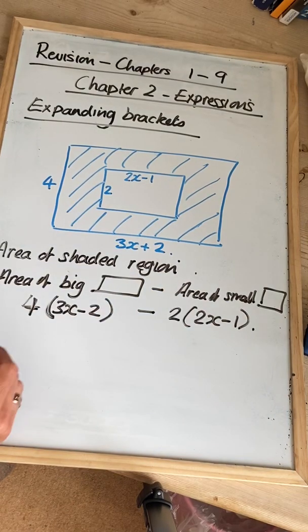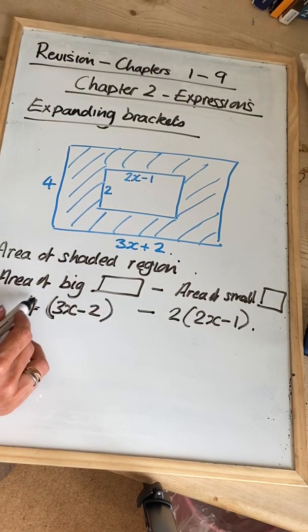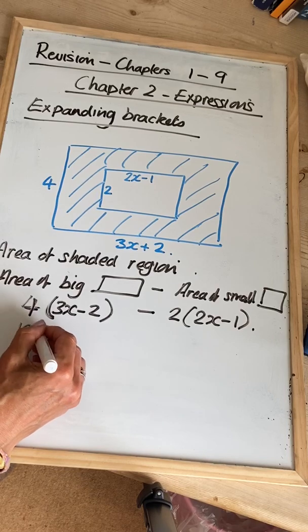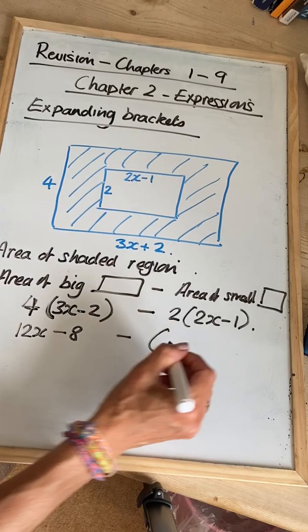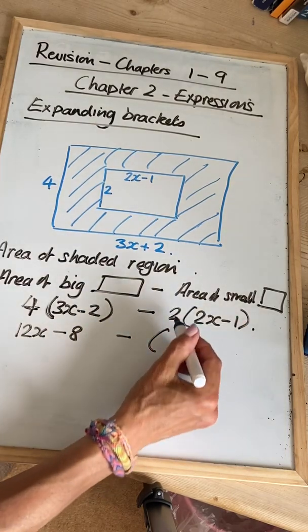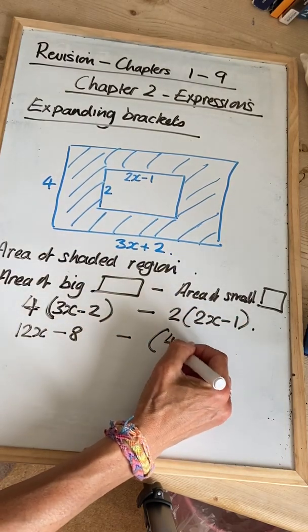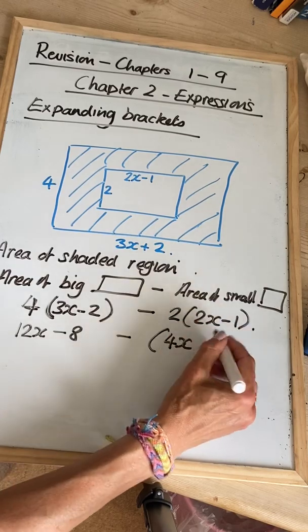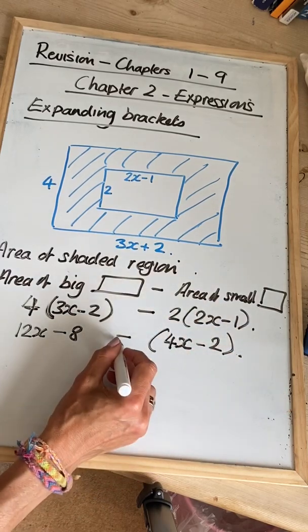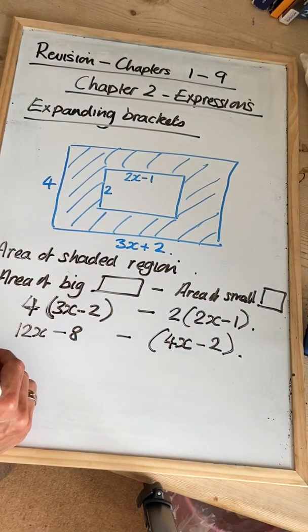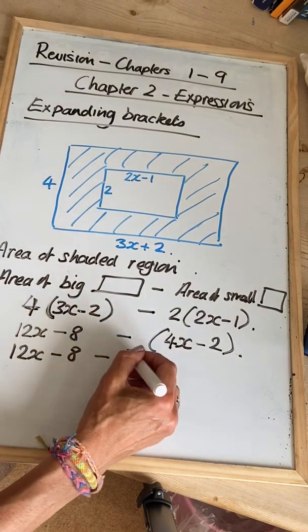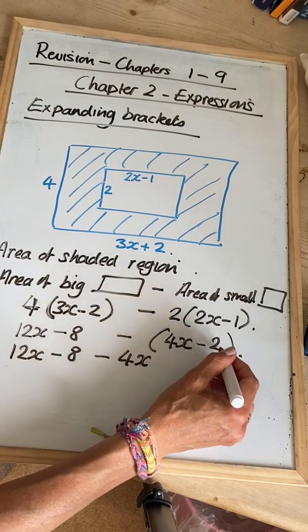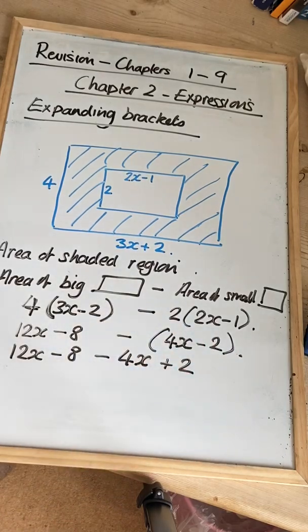And now all we have to do is work this through. So 4 times 3x is 12x, 4 times 2 is 8. I'm going to subtract from that all of this rectangle. 2 times 2x is 4x, 2 times minus 1 is minus 2. That is all subtracted, okay? So I'm going to end up with 12x plus 8 minus 4x minus minus 2, which is plus 2.